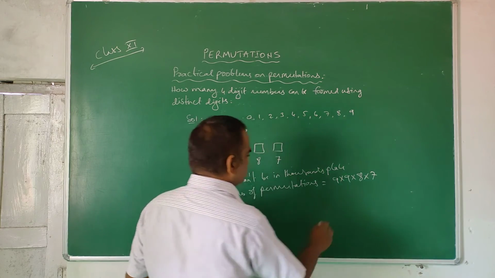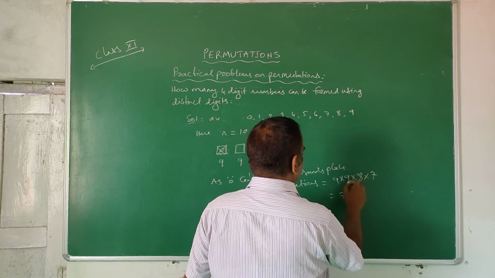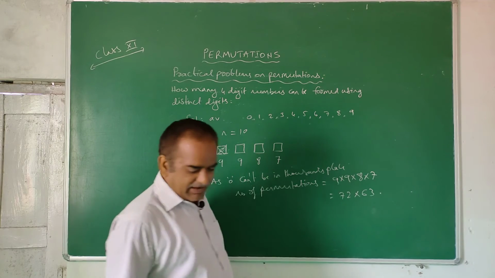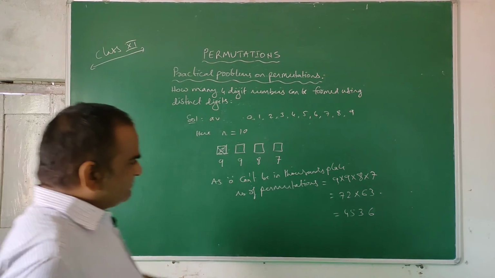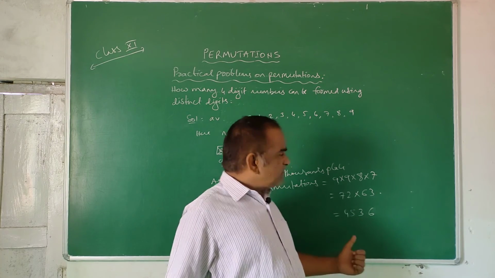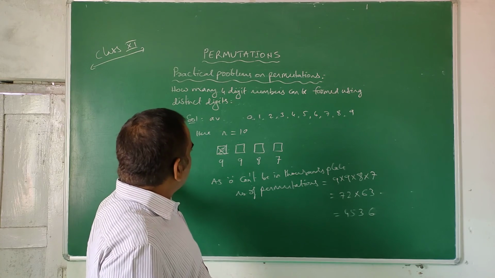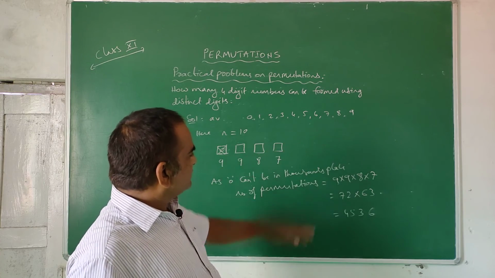So 8 9s are 72, into 7, 9s are 63. So you have to multiply this. If you multiply this and this, you get 4536. So 4536 four-digit numbers can be formed using the distinct digits available.